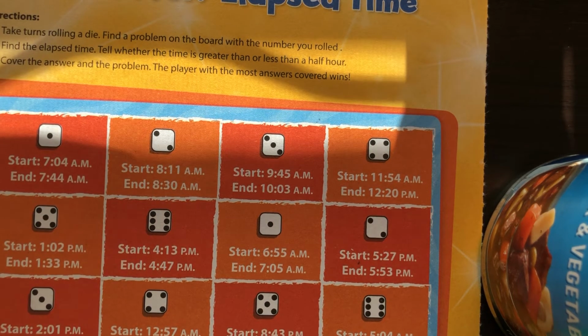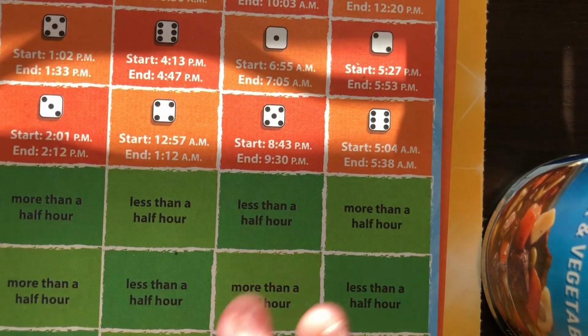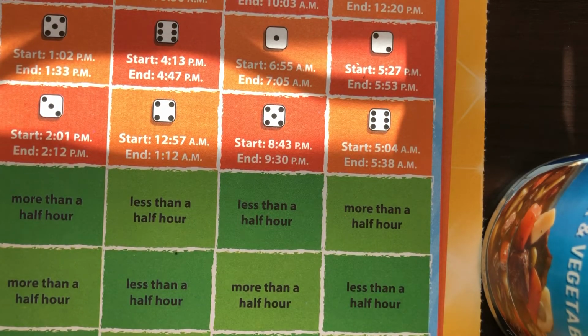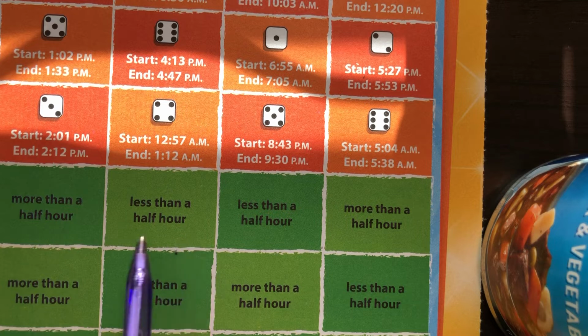So then you go over here and these are your answers, okay? 19, is 19 minutes less than half an hour or more than half an hour? Well, half an hour is 30 minutes, so 19 is less. So find one of the ones that say less and write your name in that box. That box now belongs to you.